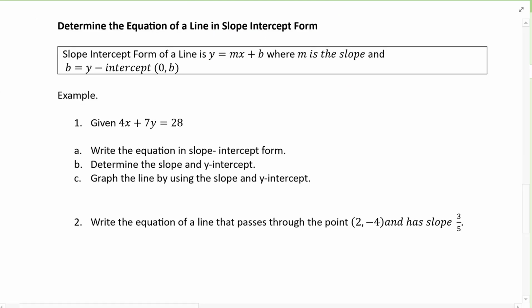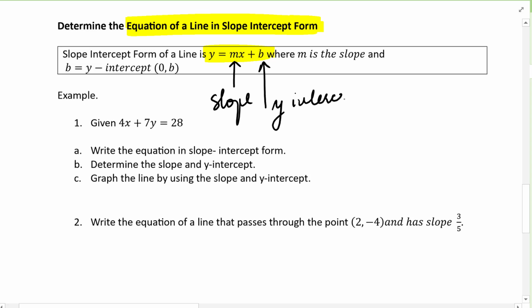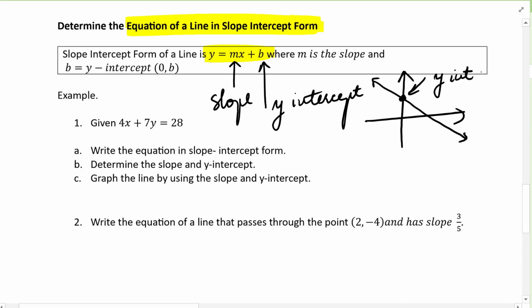Now let's take a look at equations of lines in slope-intercept form. In the previous examples, they were in standard form. The slope-intercept form looks like this: y equals mx plus b. m is the slope, and b is the y-intercept. So basically, if I have a graph, and this is the line, this would be the y-intercept. It has coordinates 0 and some value for y, which we call b.